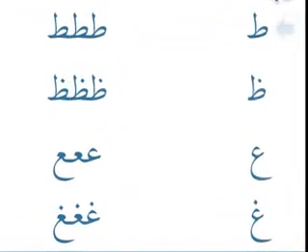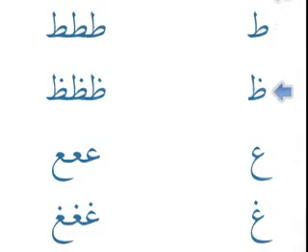Alphabets 16 to 19, so this is Ta, Dha, Ain and Ghain. The Ta and the Dha are very easy to recognize, and again they can join to the letter in front or before, and you just need to look for the dots. Ta has no dots and the Dha has one dot.